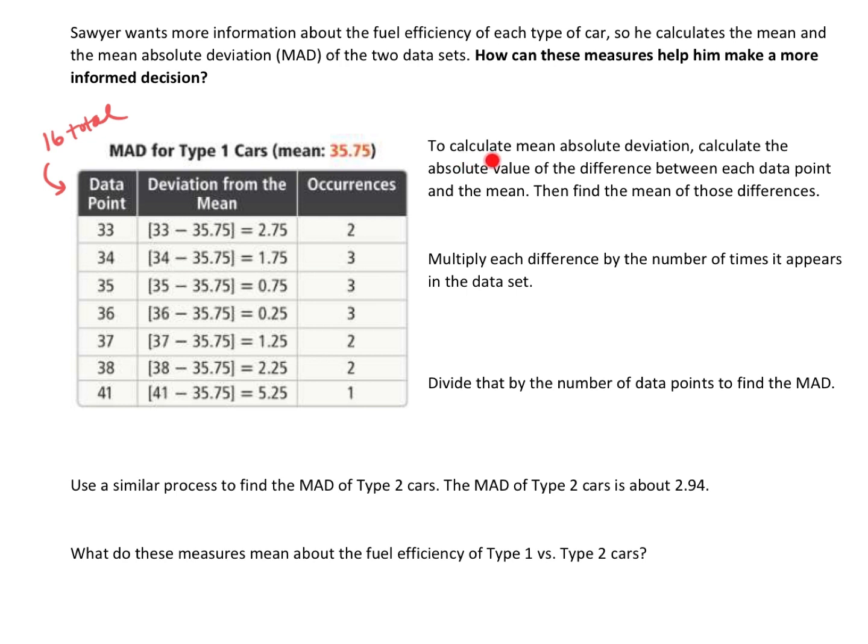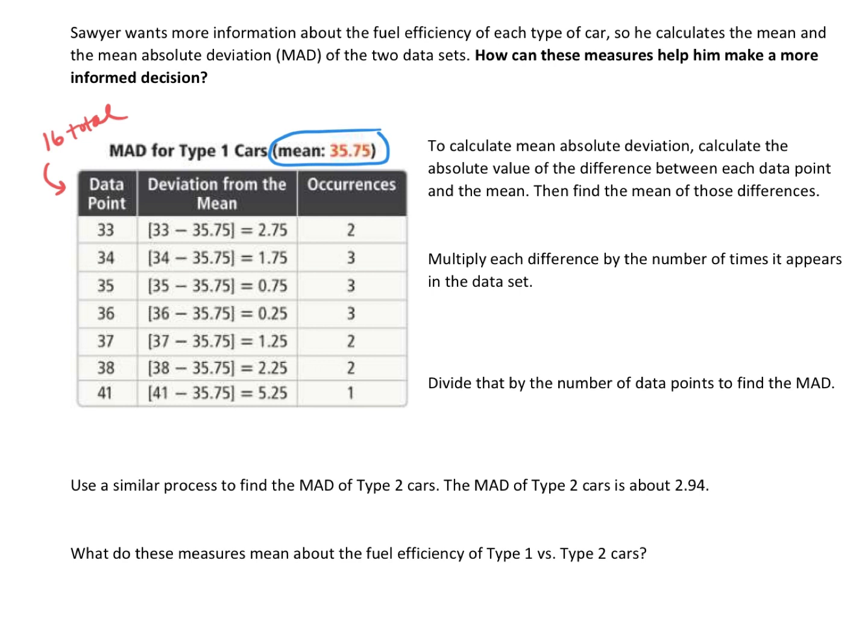All right, so to calculate the mean absolute deviation, calculate the absolute value of the difference between each data point and the mean. So first you do need to calculate the mean, and that was given to us right here. The mean for the type 1 cars is 35.75. So if we added up all the data points divided by the 16 total, we got 35.75.